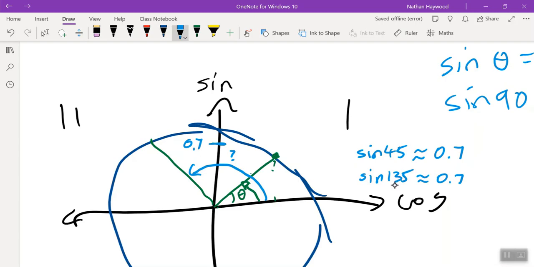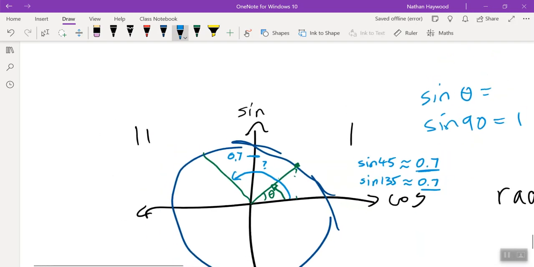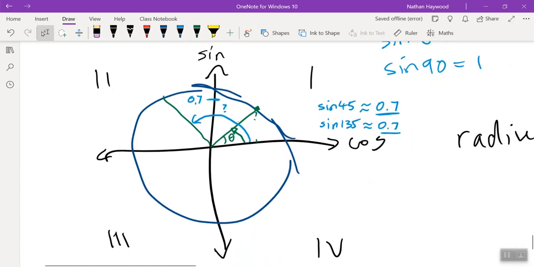The other angle that's not an acute angle gives us the same trigonometric value, the same sine value, but for a different angle. So this is where the unit circle comes in handy, finding these other angles that give us the same value. We can do this for cos, we can do this for tan, to figure out the different supplementary angles.